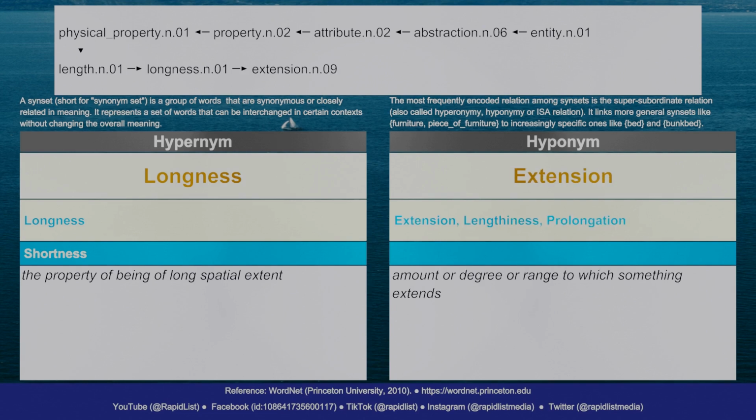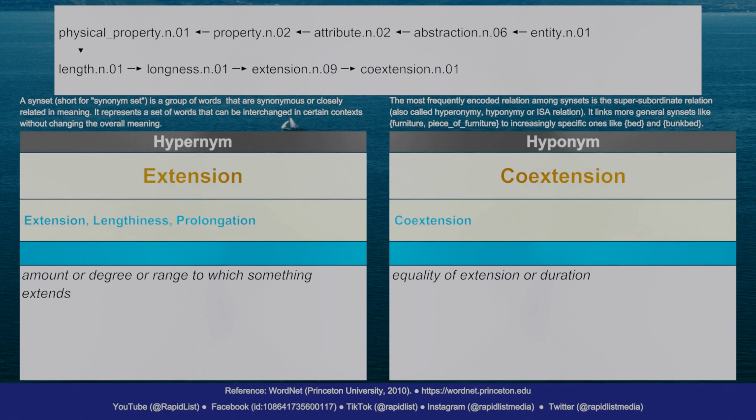Extension. Amount or degree or range to which something extends. The wire has an extension of 50 feet. Coextension. Equality of extension or duration.